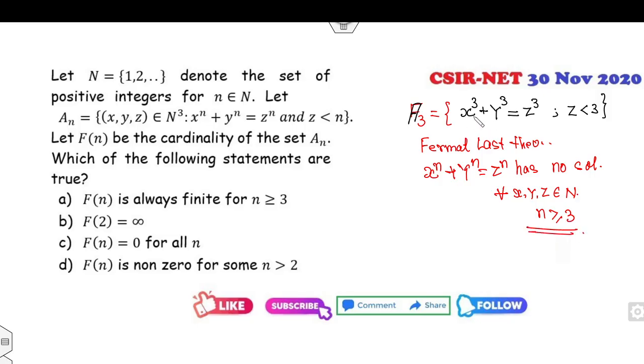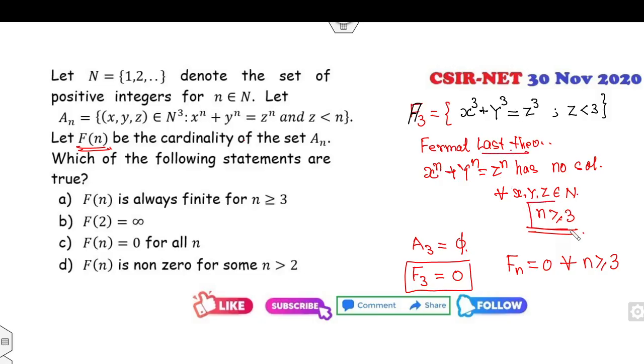So that means, can you find the value of x, y, z? No. So what is A3? A3 is empty. So what is F3? F3 will be 0 because it's a cardinality. So F of n is 0 for all n greater than or equal to 3, because Fermat's last theorem says it doesn't have any solution whenever n is greater than or equal to 3. So F(n) is always finite because 0 is finite. That's the correct option.